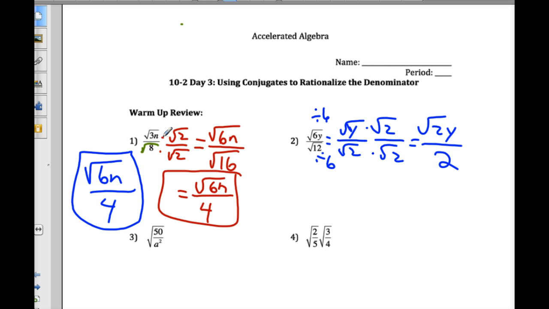Now, can you cancel those 2's? No. Why not? Because one's a radical, one's a regular. Exactly. One's regular, one's a radical. Done. That was the shortest way to do it.